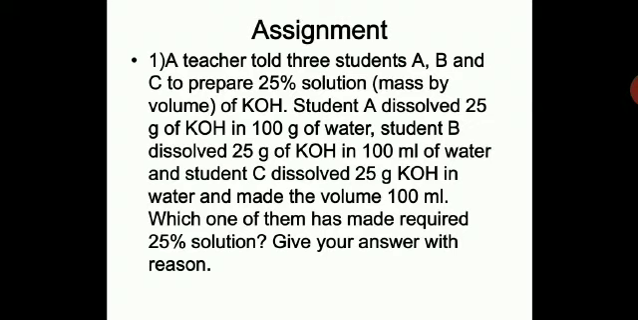So a teacher told 3 students to prepare 25% solution of KOH. That was mass by volume. So which one among them, A, B or C, has prepared a proper solution of 25%? You have to check with your calculation, with your formulae or any other method which you find easier, unitary method. You can find and check which of the answers A or B or C has done a proper job of making 25% solution, and give your reason. You have to justify your answer with your calculation. You can show, and that will be a justification. Okay children, so you have to do this assignment.